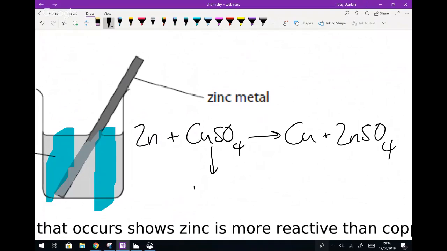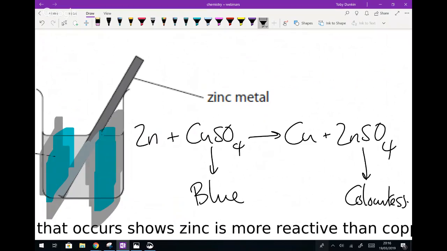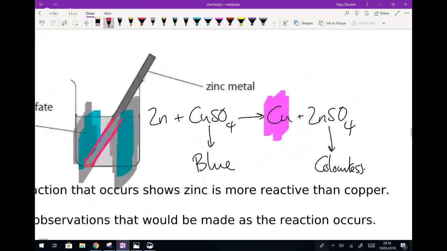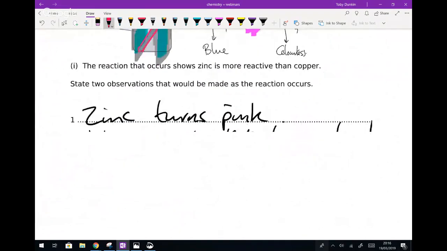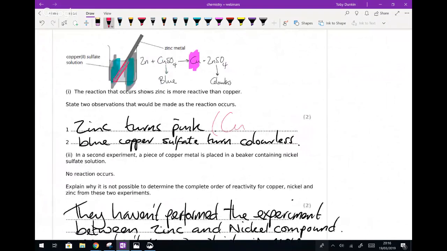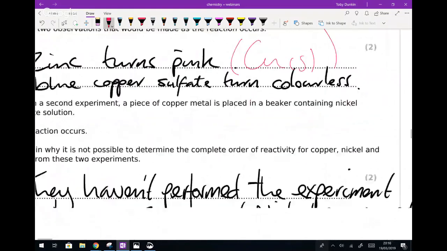So this is blue, and that is colorless. The first thing that's going to happen is that the blue color is going to fade. It's going to fade to gray. And then we're going to see pink copper metal form on the surface of the zinc rod. Two observations. Zinc turns pink because we're forming solid copper. And the blue copper sulfate turns colorless because it's turning from copper sulfate to zinc sulfate.